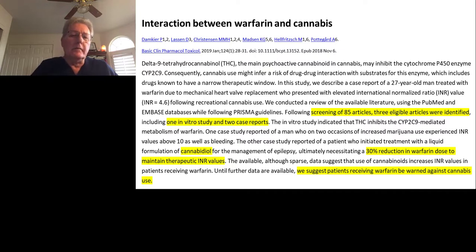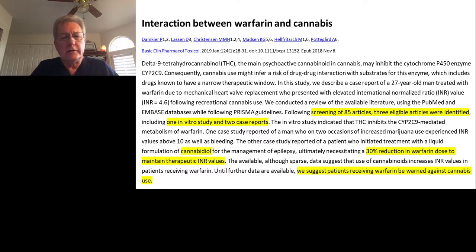One, a male consuming marijuana, weren't sure about the dosing, but there were 2 situations where his INR was raised above 10, and there was some associated bleeding. One of the medications for epilepsy, Epidiolex, required a 30% reduction in warfarin in order to maintain that therapeutic INR value.